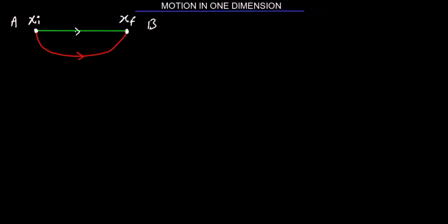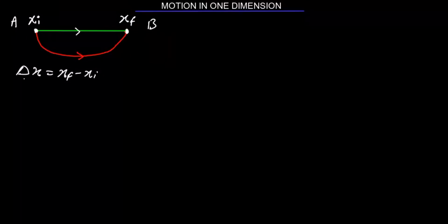Now, what is the displacement of this object? How do we calculate displacement? The displacement is given as delta x equals x final minus x initial, or you can see some books will say x2 minus x1. And that is what we call displacement: the final position of the object minus the initial position.